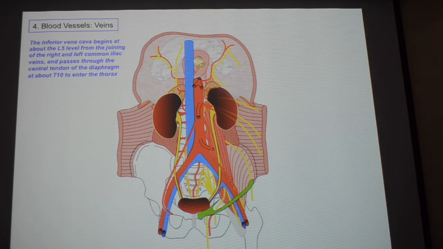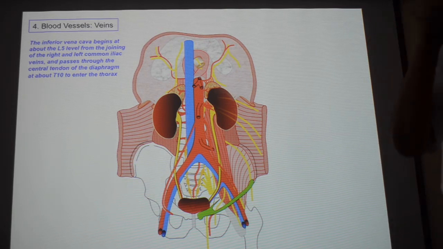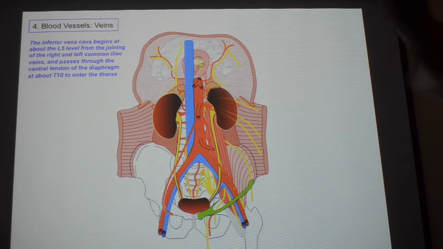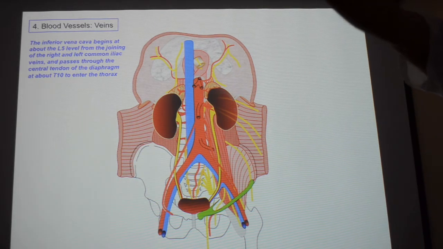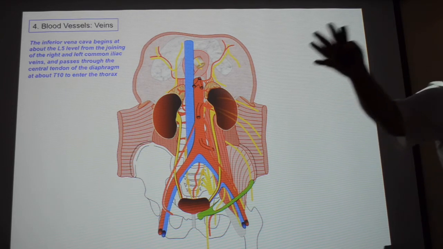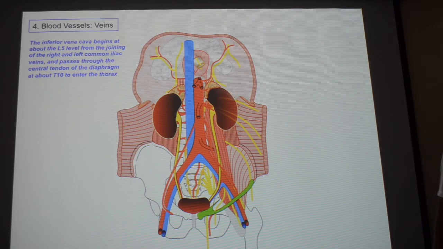Is that right? Now, veins never give branches. That's the biggest misnomer with you guys. You put branches of the veins, branches of the arteries. The veins always have tributaries because arteries give branches. Veins receive blood. Veins are not distributing blood. Veins are collecting blood. So those vessels which are collecting, they are the tributaries. And now let's figure out the tributaries for the inferior vena cava.